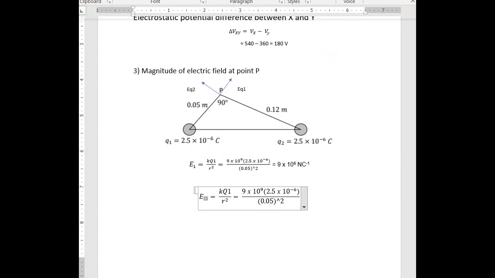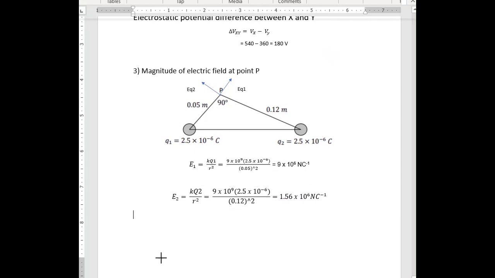Same for electric field caused by charge Q2 at P. K times charge Q2 divided by the square of the distance between charge Q2 and P, 0.12 square. And the answer is 1.56 times 10 to the power of 6 Newton per Coulomb.